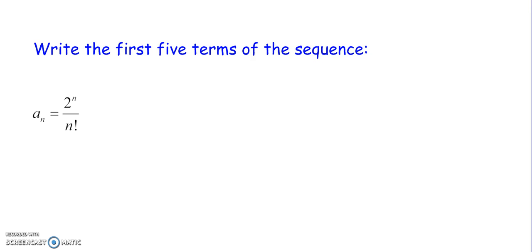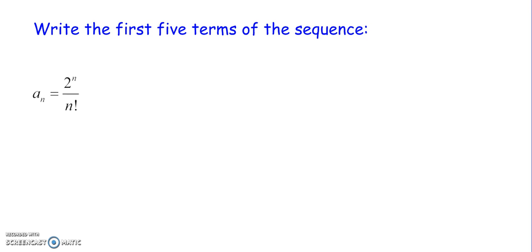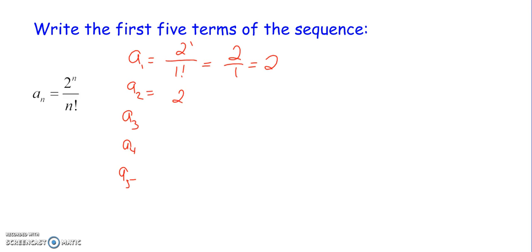So here's a little more practice with the sequence. Looking at our first 5 terms, we're going to do A1, A2, A3, A4, and A5. A1 is 2 to the first over 1 factorial, which is just 2 over 1, so we'll call that 2. A2 is 2 squared over 2 factorial. That's 4 over 2, so that's also 2. A3 is 2 to the third over 3 factorial, so 8 over 6, which is 4 thirds.